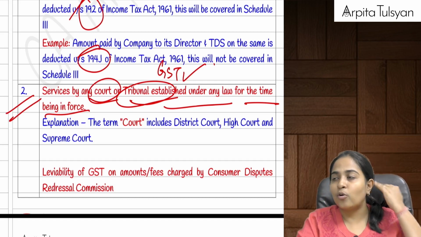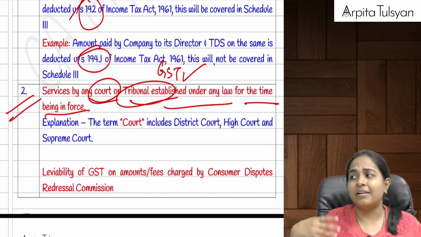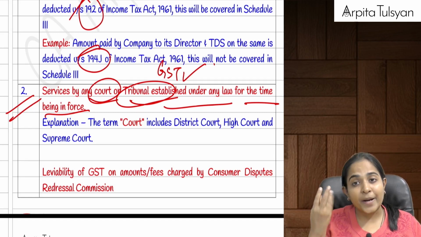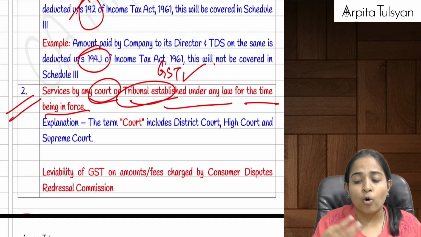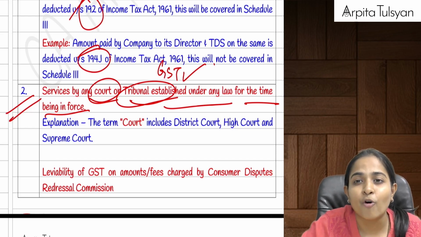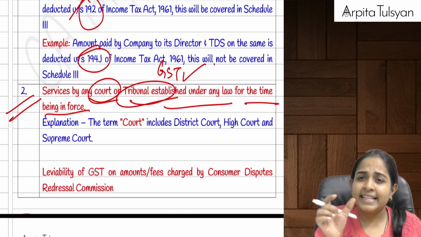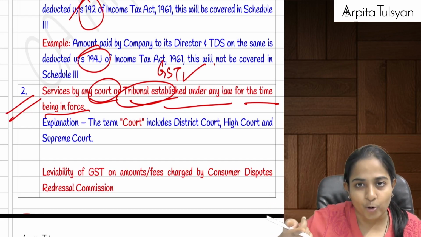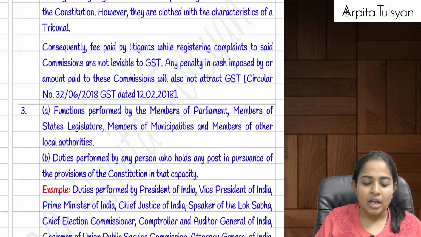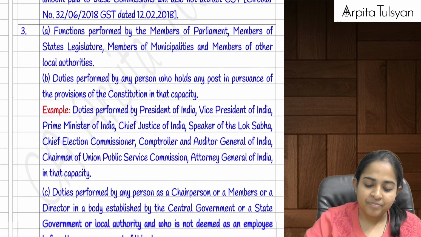Okay, now what all courts or forums will be included here? Just like I am giving you some examples: district court, then your session courts, then your special courts, then your high court, supreme court, etc. They will be included. Then you must have heard about consumer forums, consumer dispute redressal commission, etc. These are also just like courts, right? So any services provided by them will not be liable to GST. Are you clear with this?